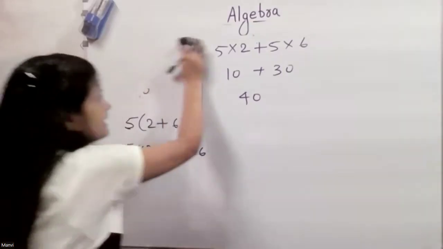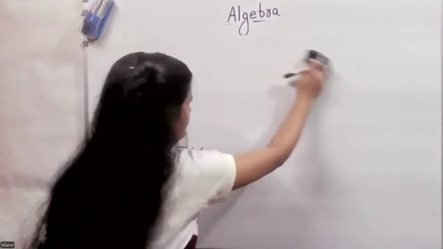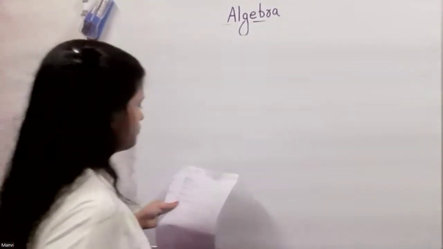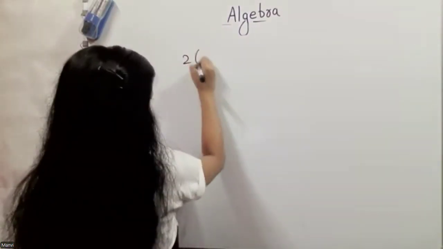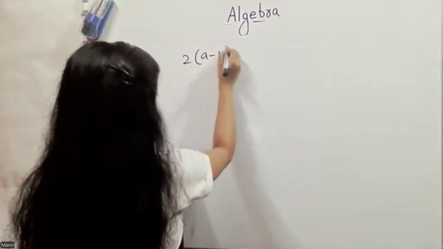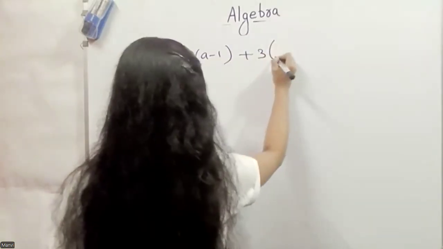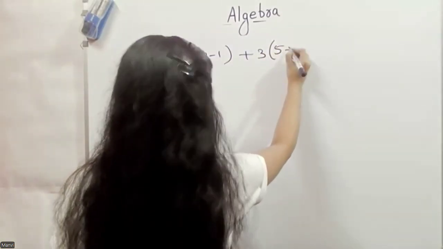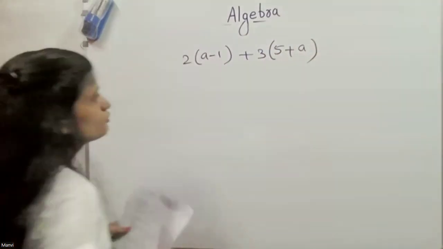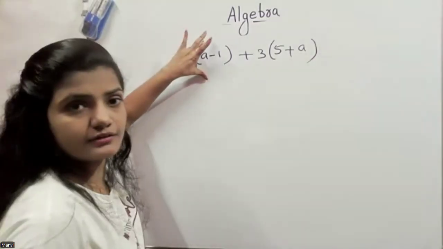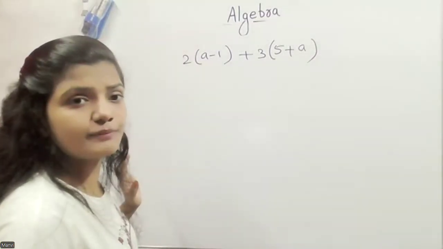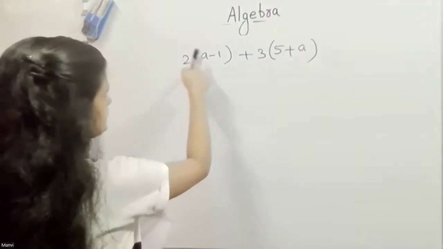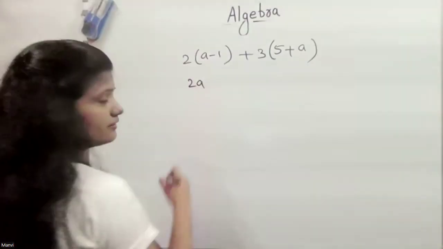So here in the algebraic expression also, we are applying that same law. Here we have 2 times (A minus 1) plus 3 times (5 plus A). So here, first we need to expand the bracket. How can we do that? Kavya, please help me. 2 times A will be 2A.